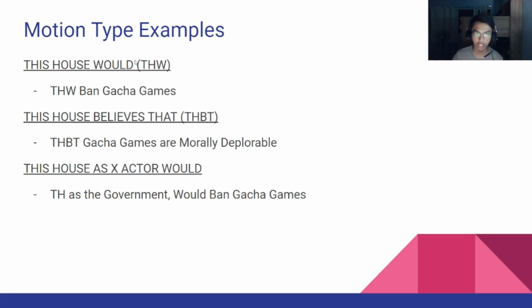And you will see this at the start of lots of motions, this format of letters. So for example, in the motion, this house would ban gacha games. There are certain nuances to each motion type which change the dynamic. So for instance, this motion is different from the motion this house believes that gacha games are morally deplorable, because just because you believe that gacha games are morally deplorable doesn't necessarily mean that you would ban them. In fact, you could make an argument saying even if they're morally deplorable, we should allow people to enjoy them. And there are other things as well, which are, for example, if you are debating on a this house would ban gacha games motion, that's different from this house believes that gacha games should be banned.